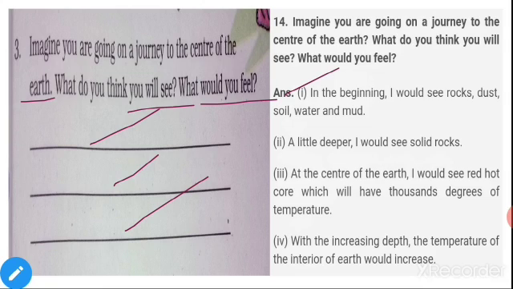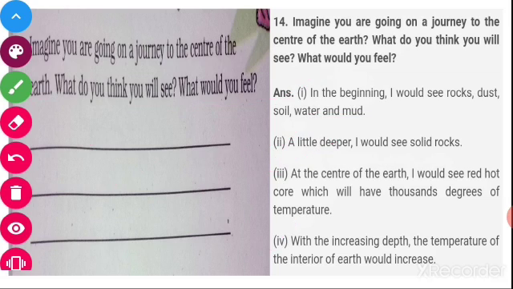First one, in the beginning, I would see rocks, dust, soil, water, and mud. Second one, a little deeper, I would see solid rocks. Third one, at the center of the earth, I would see a red hot core which will have thousands of degrees of temperature. Fourth one, with the increasing depth, the temperature of the interior of earth would increase.